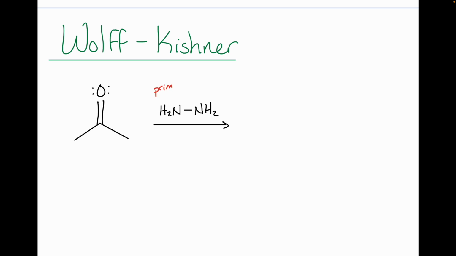Last class we discussed how nitrogen nucleophiles react with our aldehydes and ketones. So see if you can predict the product if we just pretend this hydrazine is just a regular old primary amine.